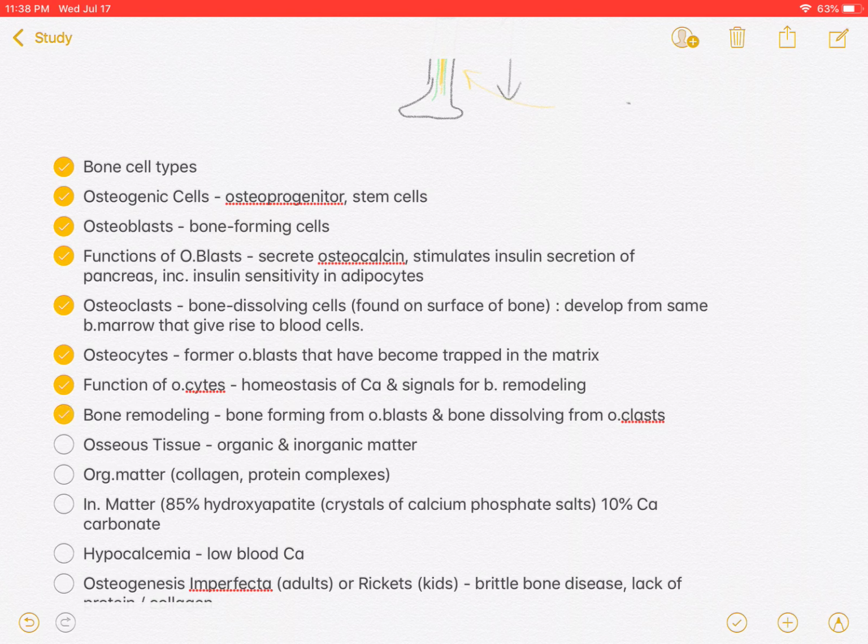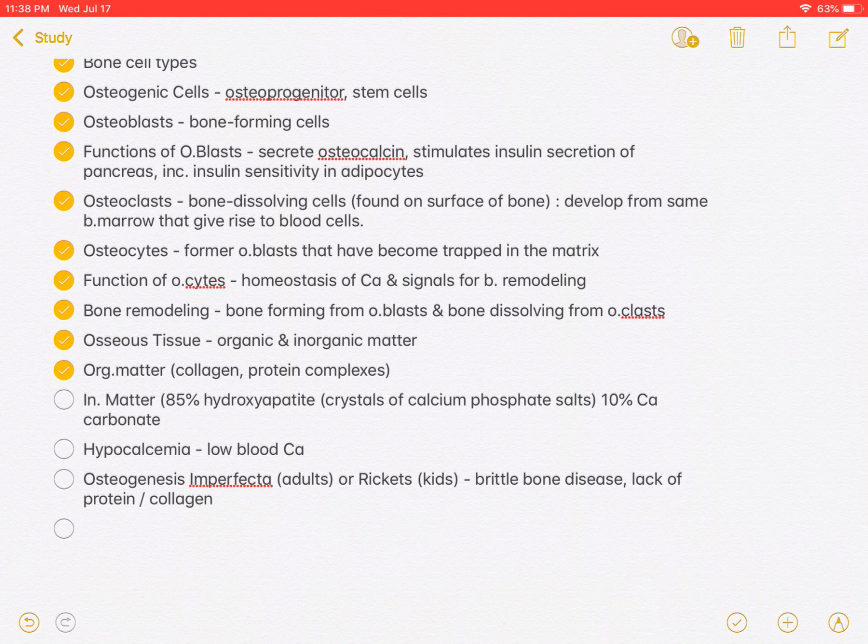Bone remodeling is bone forming from osteoblasts and bone dissolving from osteoclasts. It's pretty much a back and forth between both. Osseous tissue, organic and inorganic matter. What's the organic matter? It's collagen and protein complexes and carbohydrates as well. Inorganic matter is 85% hydroxyapatite, right? Crystals of calcium phosphate salts, and is 10% calcium carbonate.